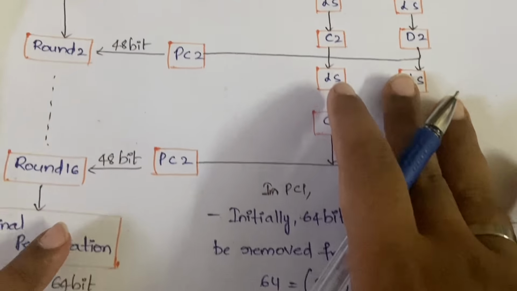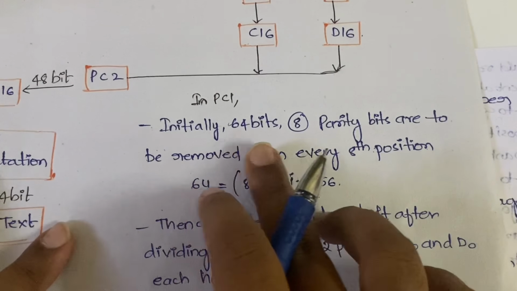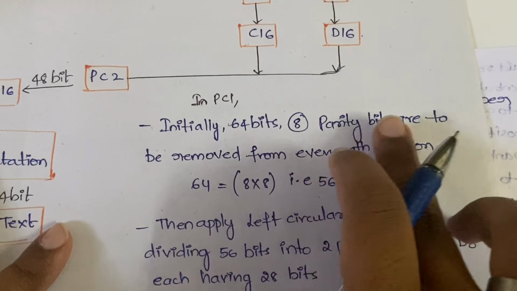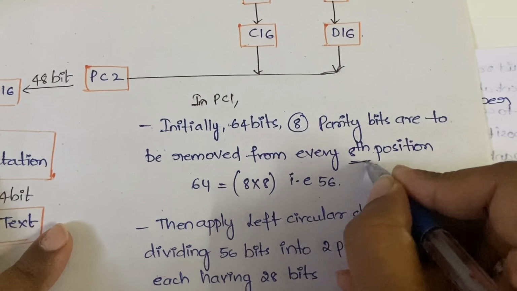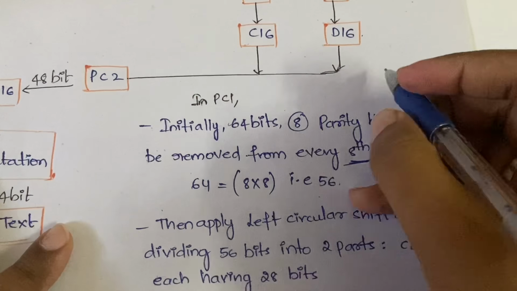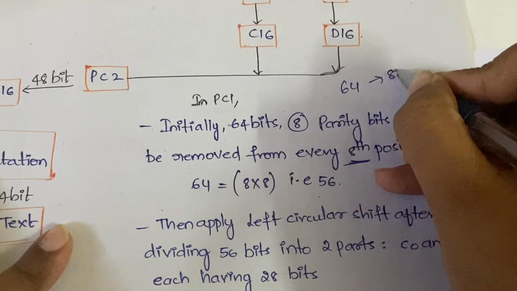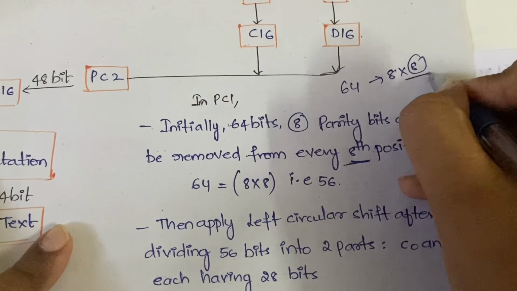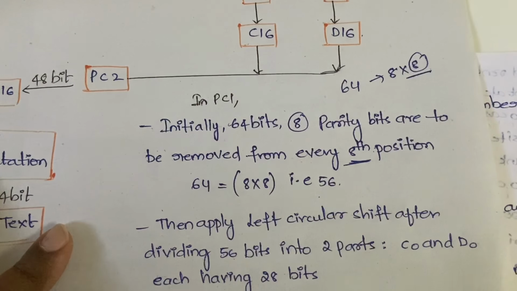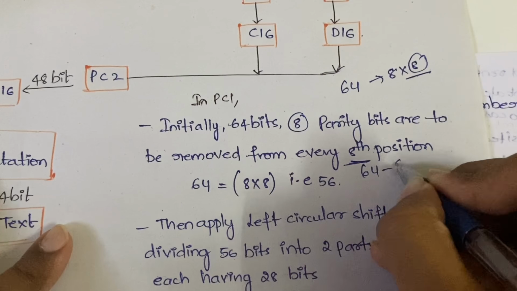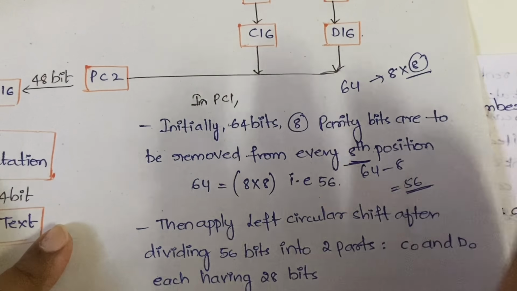First, the 64 bits are there now. From that, 8 parity bits will be removed. How do you remove the 8 parity bits? From each and every 8th position you remove a bit. In 64, how many 8s do you have? You have 8 eights, right? So each and every 8th bit is removed, and 64 minus 8, you get 56 bits now.